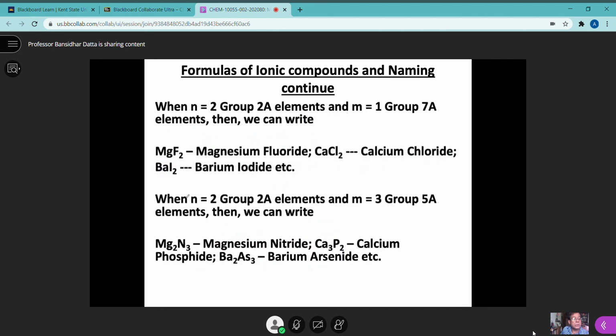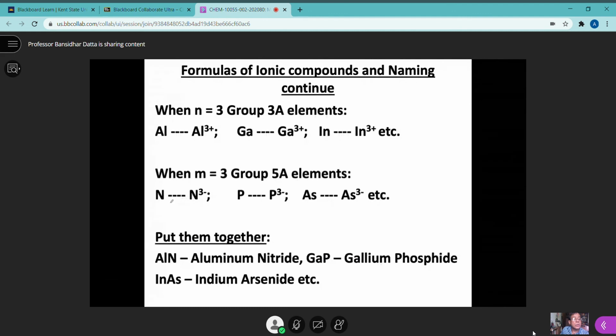So nitrogen N 3 minus, phosphorus will take 3 electrons, phosphorus 3 minus. They're all following the octet rule, right? Arsenic will take the 3 electrons, arsenic 3 minus, arsenide down, phosphide down, nitride down.